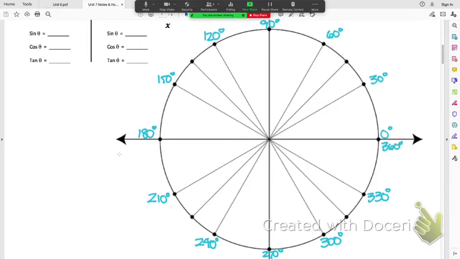Okay. Given that information, does anyone remember how we found that middle one? 15. It's 15 between the two in the middle, or 45 between 0 and 90, right? Either way you want to think about it. So this is 45 degrees. Halfway between 90 and 180 was 135. Halfway between 210 and 240 was 225. And halfway between 300 and 330 was 315.